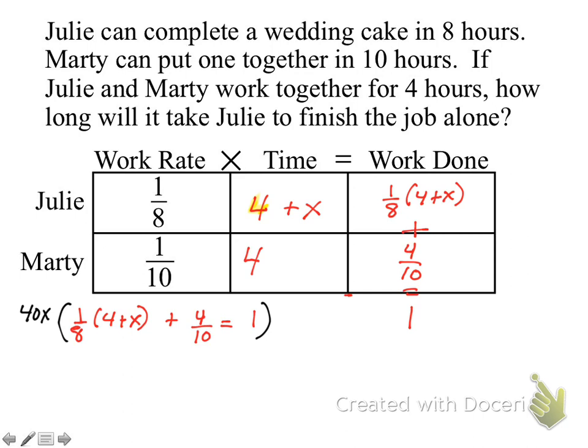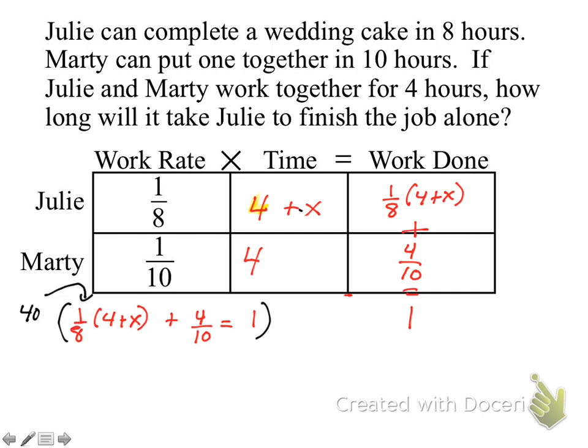How come you didn't do it? Because it says if Julie and Marty work together for 4 hours, they both do 4. How long will it take Julie to finish the job alone? So she's doing alone time here. Then won't you have to subtract? No. She's 4 hours plus her alone time. If you subtracted it, no, it's 4 hours plus her. I think it should just be 40, not 40x, since there's no x in the denominator. Oh, you're right, 40. Thank you. So multiplying by 40.